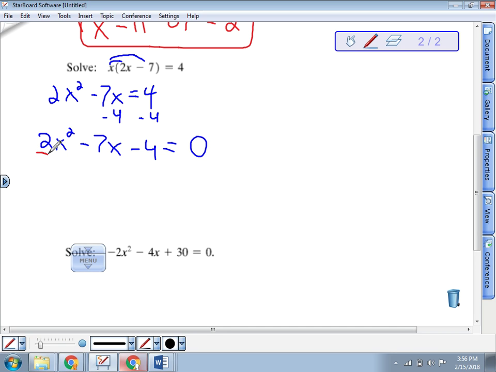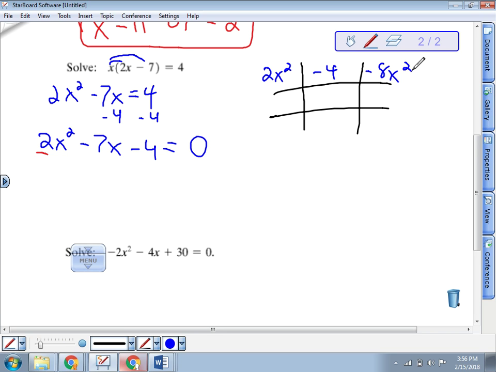I know I need to do tic-tac-toe now to factor this thing. So that's not going away. Remember how to do this, guys. We take our first term, our 2x squared, and multiply it by our minus 4. We get negative 8x squared. Now we need a number that multiplies to negative 8x and adds up to negative 7x. That's going to be negative 8x times positive 1x. Negative 8 plus 1 is negative 7.